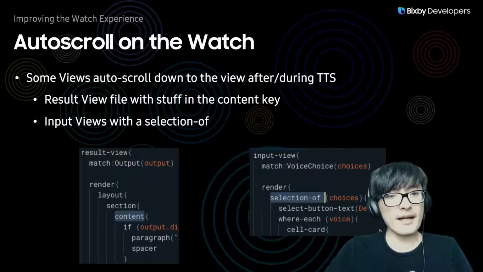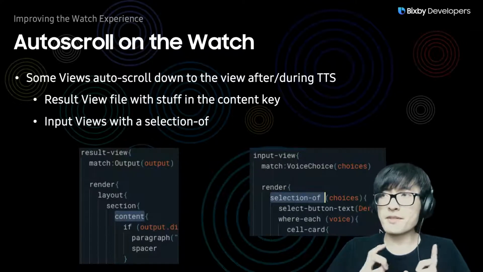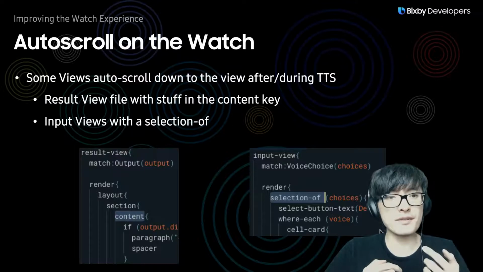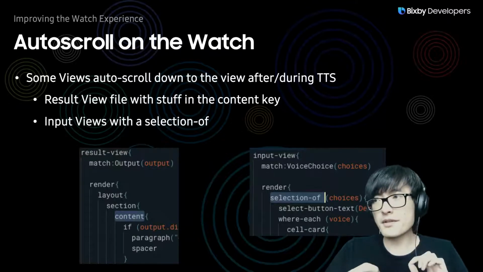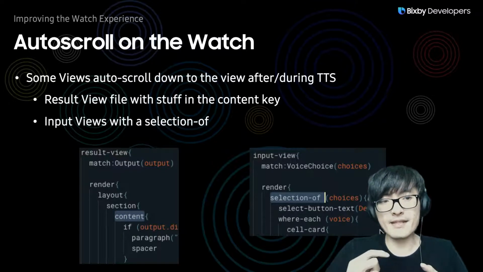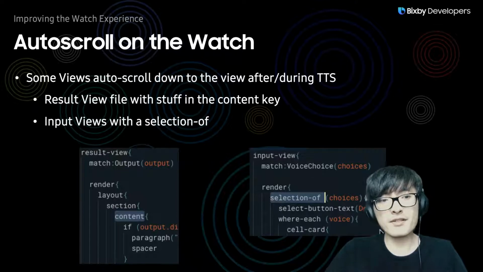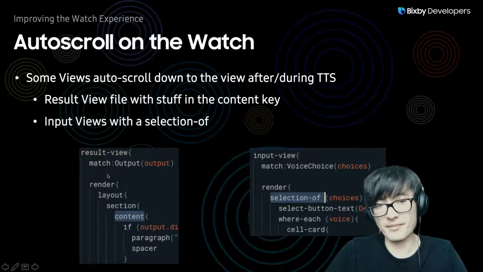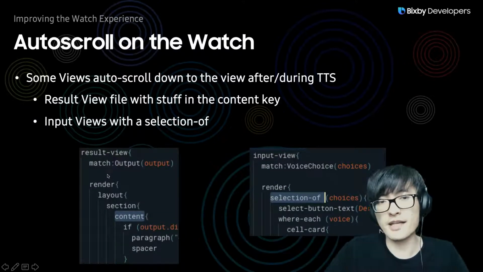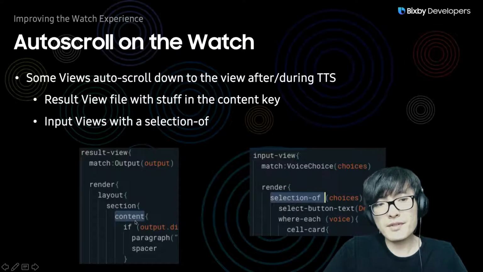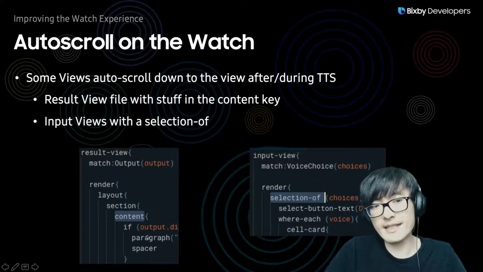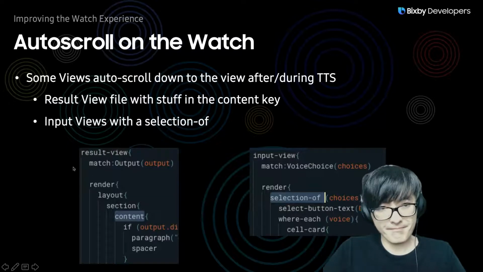But to be specific in terms of which views it auto-scrolls, it will auto-scroll in a result view if it has a dialog and also if it has stuff in the content key. So this key, and I actually foolishly deleted the message, but there could be a dialog file associated with it. But it will scroll down because of this content key, and if something is in that content key, it's going to scroll down to it.